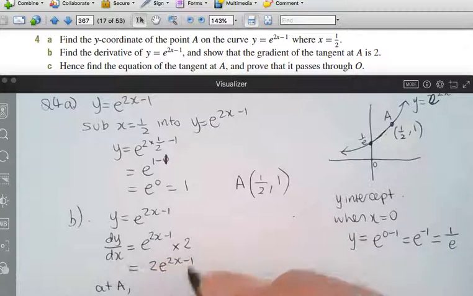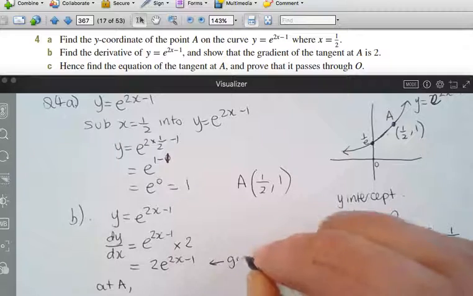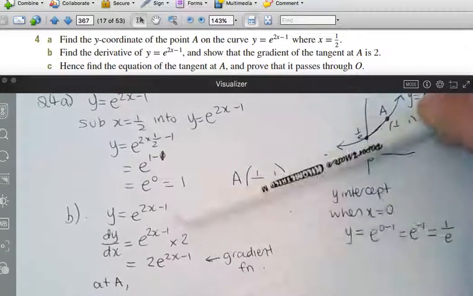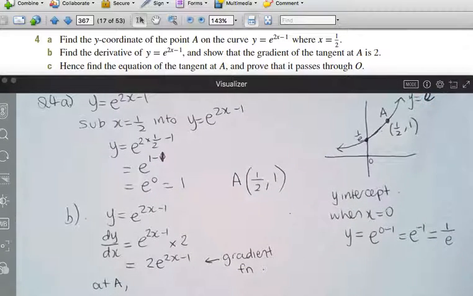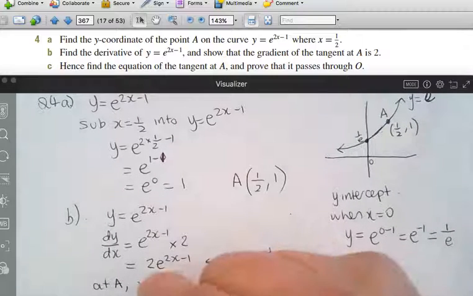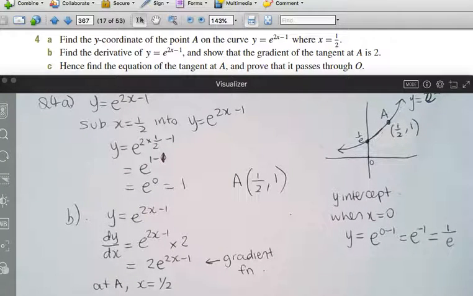So girls, that's the gradient function, and then when I substitute in different values of x into the gradient function, so this is my gradient function. Always the derivative is your gradient function. Look, the gradient changes all the time on the curve, depending on the value of x that you substitute in. So now I substitute x is a half into that to give me the gradient when x is a half, because it wants the tangent at A.